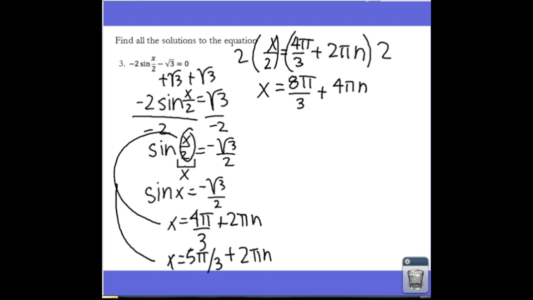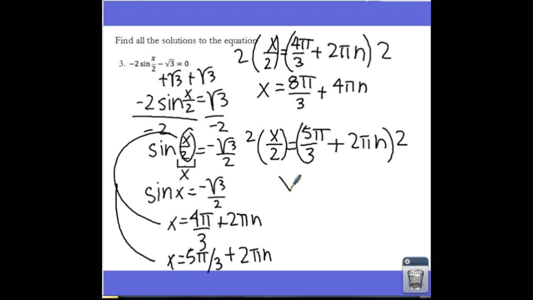And you'll do the same for x equals 5 pi over 3. So x over 2 equals 5 pi over 3 plus 2 pi n. And we'll multiply both sides by 2, giving us x equals 10 pi over 3 plus 4 pi n. And those are your solutions.